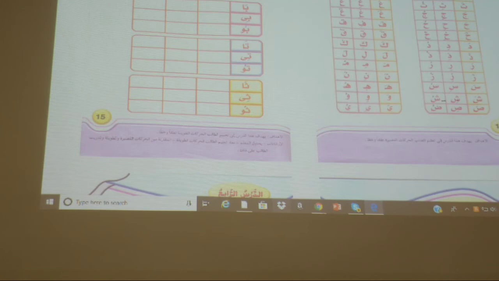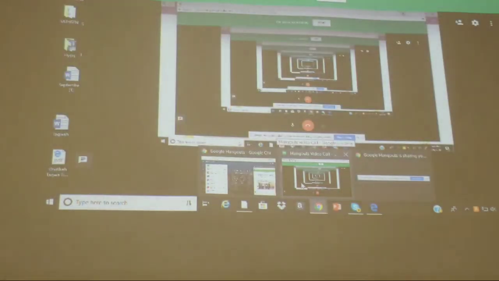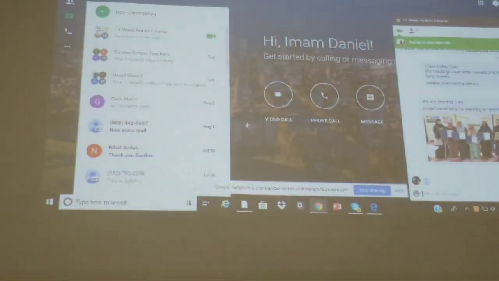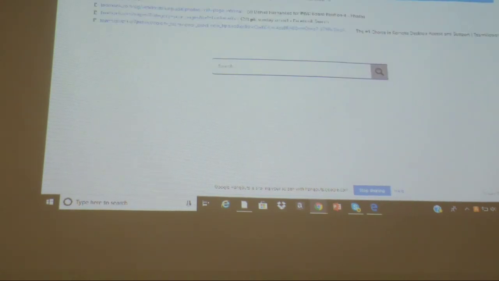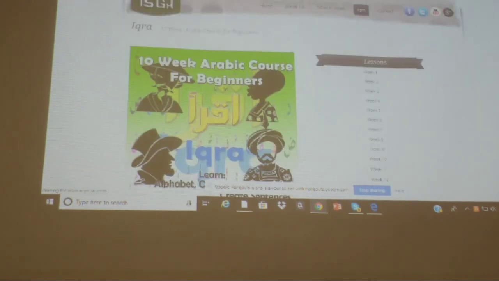Now, does everybody have the website? We have a website. It's called PIG, ISGH. So in that website, you go to isgh.org/Iqra, like the name of the book, Iqra. And you have the whole course there, okay? So it's easy for you to go, and it's labeled.